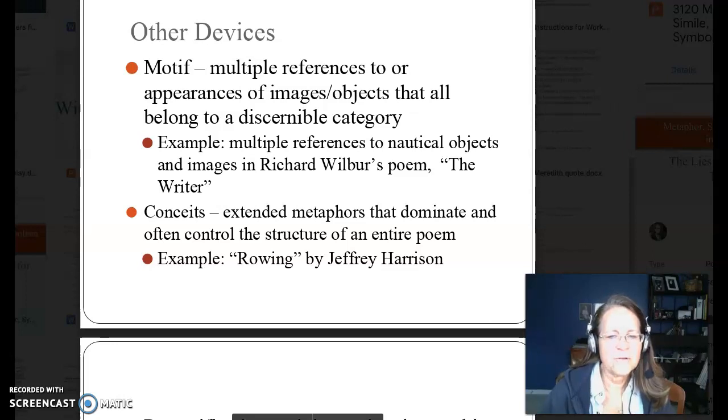A conceit is where you have a single metaphor that dominates or controls the structure of an entire poem. So the example Rowing by Jeffrey Harrison is a good example of a conceit. Another great example in our reading from last week is Harjo's poem at the end of the chapter, Perhaps the World Ends Here. She uses the table as a conceit because the kitchen table extends across the whole poem, but it is this single image which keeps giving us more and more ideas or meanings.